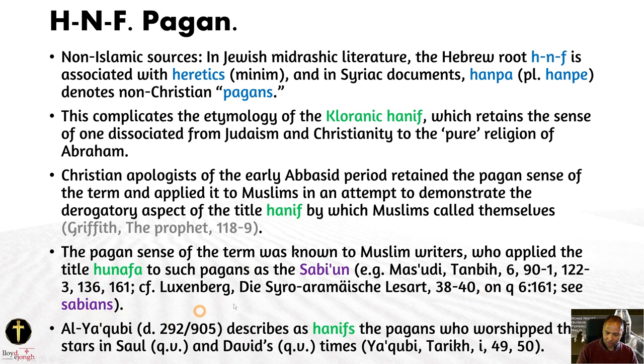Okay, in this case, Sabians. So, Sabiun, the Sabians. Al-Yaqubi describes as Hanifs the pagans who worship the stars in Saul and David's times. Interesting. So now they've taken on the name Hanifs, and these are people who were star worshippers, and this is astrological worship: sun, star, and moon. The stars are the children of the union of the moon and the sun. So the moon and the sun have children, and those children are the stars. So, yeah, those are the Hanifs. And Muslims call themselves Hanif. They are the original Hanifan. They worship the original Hanifan religion, which within the historical context, especially within the biblical historical context, are pagans who worshipped the sun, the stars, and the moon.